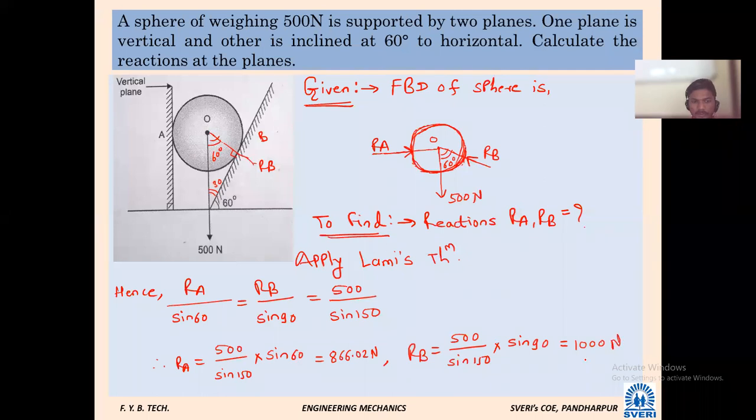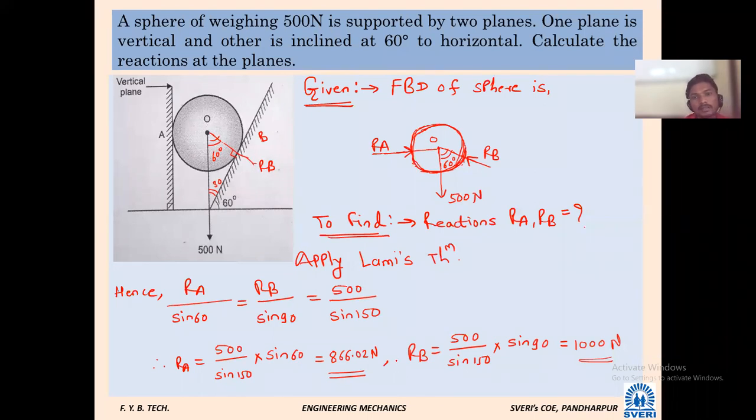So if somebody has got a new answer, you should tell. If not, we will continue. Have you understood? Very simple. Such problems are there. Only finding out the angle is important. Once you find the angle, you can find the reactions very easily.